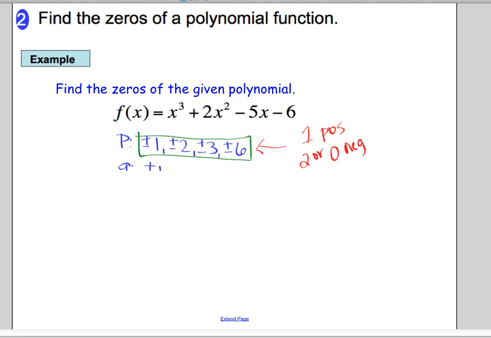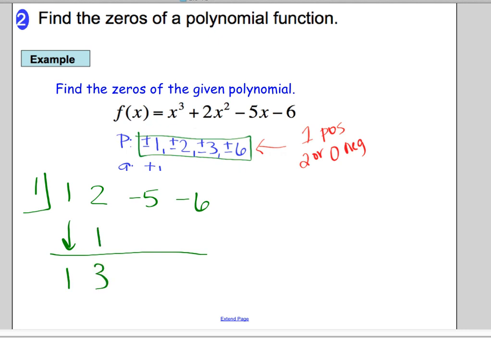Now, looking at what we decided with Descartes' rule of signs, I know for sure one of these positives is going to work. We're going to start with the positives, and let's just try them. We can pick any positive we want. I'm going to start with positive 1, and I want to see if positive 1 is a 0. So I'm going to go through my synthetic division process with positive 1. Drop down the 1. We get 1, 3, multiply, add, multiply, add. I did not get a remainder of 0 here. I got a remainder of negative 8. That means that positive 1 is not a 0.